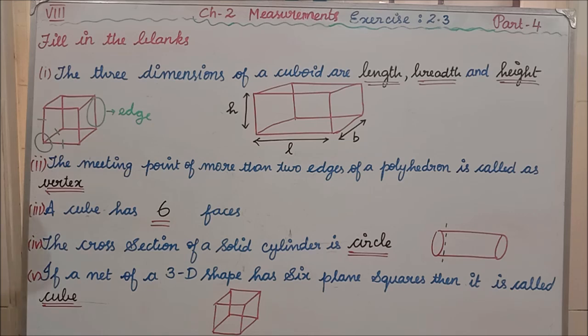Clear? Polyhedron. The word is divided into poly and hedron. The meaning of poly is many. Okay? Many. Hedron means what? Faces. So polyhedron, jointly the meaning is it will have many faces.